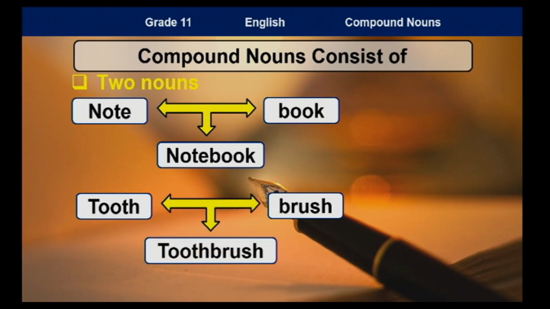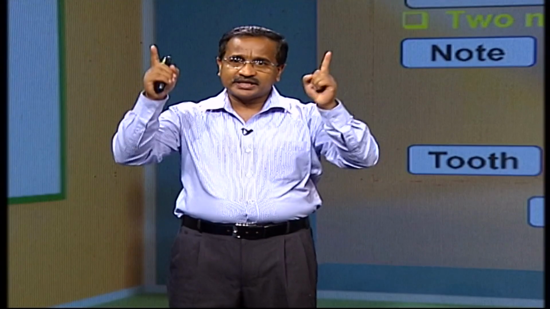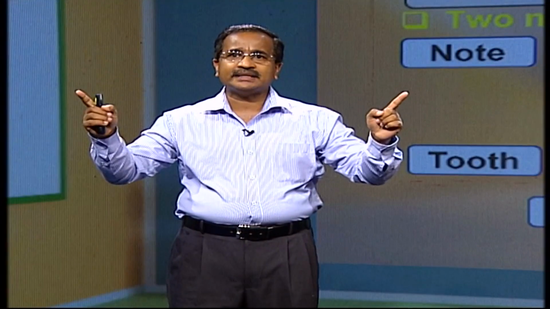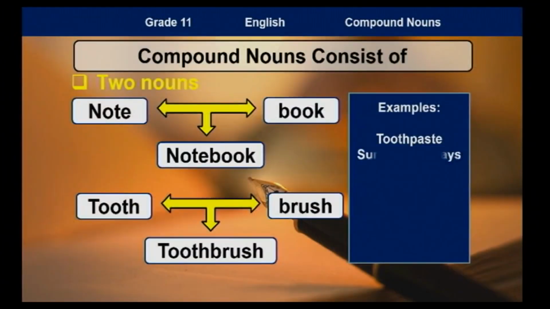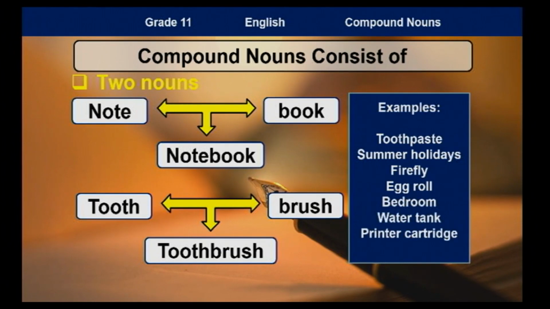Toothbrush. Right. Now children, look at these two compound nouns that we have generated. Notebook, toothbrush. Though we have added two nouns together, the compound noun remains as one word. Both these compound nouns remain as one word after adding these two nouns together. Let's have a look at more compound nouns. Toothpaste, summer holidays, firefly, egg roll, bedroom, water tank, printer cartridge, motorcycle.